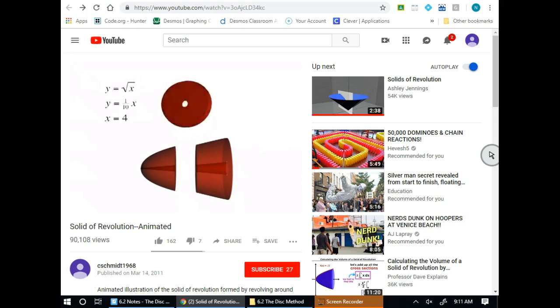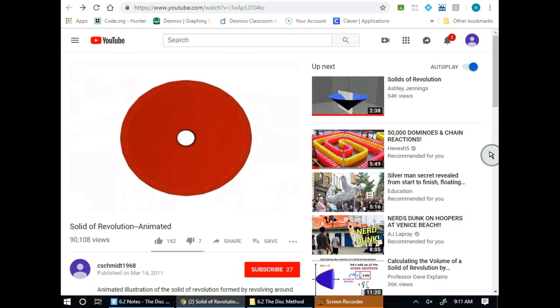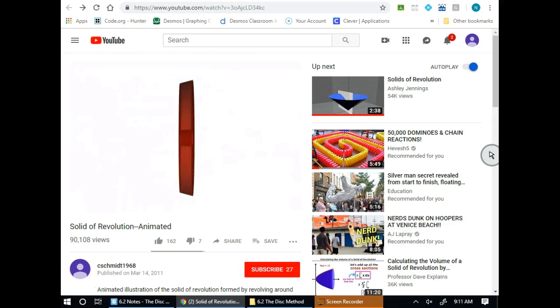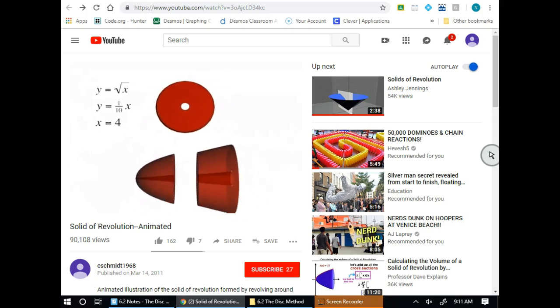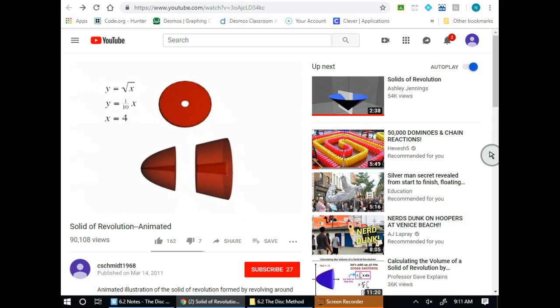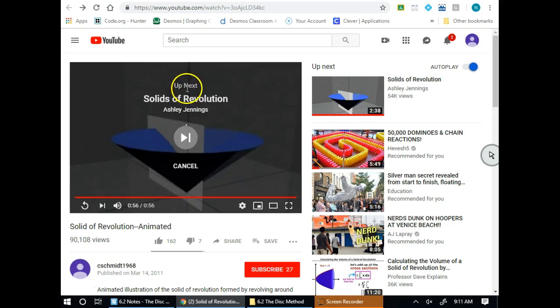And so if they take this little piece out, and you're looking at, rather than a disc here, these are called washer methods, because the washer has the hole in the middle of it. So this is what we're looking at here. Here's another one. Watch this one.